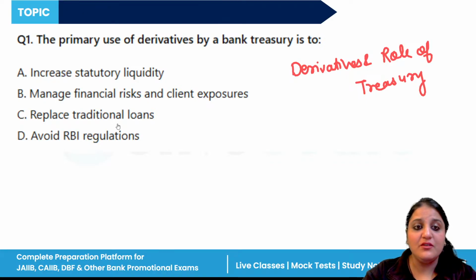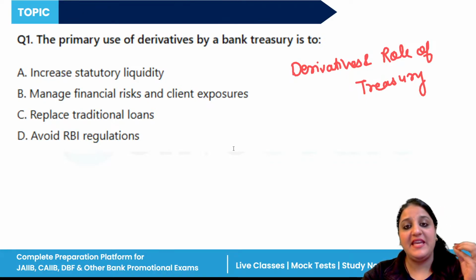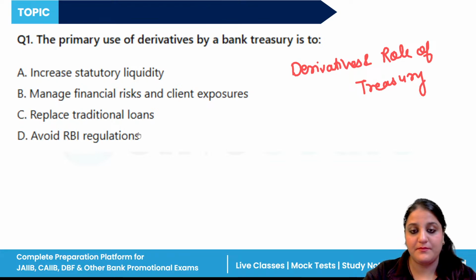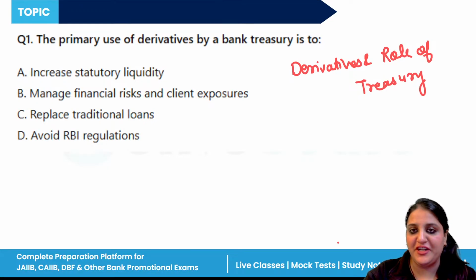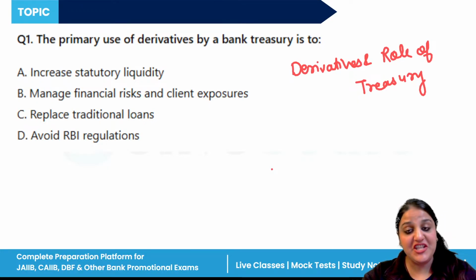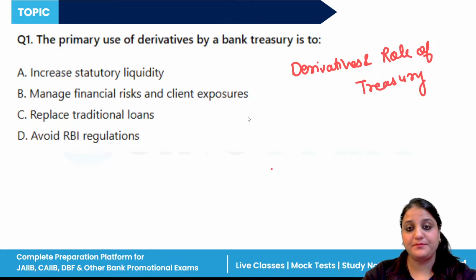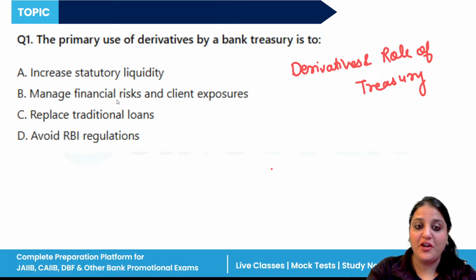It focuses on ALM risk and hedging versus trading. So what is the primary use of a derivative by a bank treasury? What is the correct answer according to you?